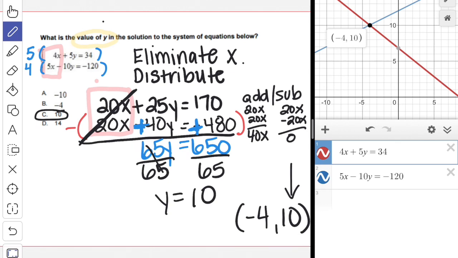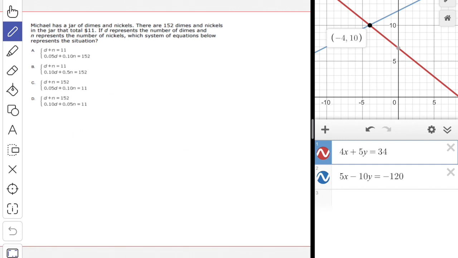All right, so we're actually going to go to our next example, which is the beginning of a word problem. It's telling me that Michael has a jar of dimes and nickels. There are 152 dimes and nickels in the jar, so basically 152 coins, and a total of $11. If D represents the number of dimes and N represents the number of nickels, then which is the system?